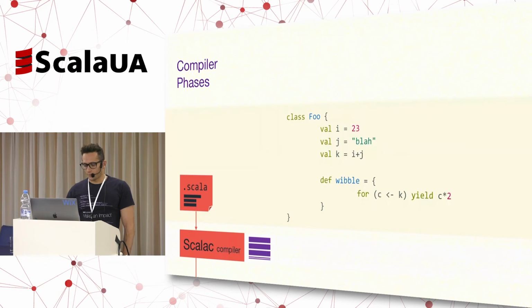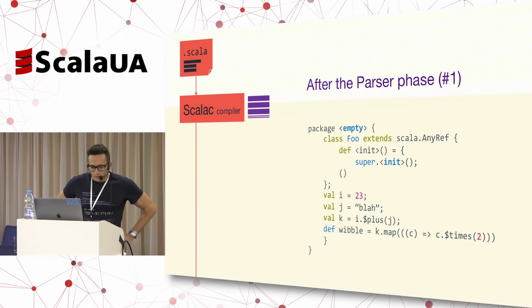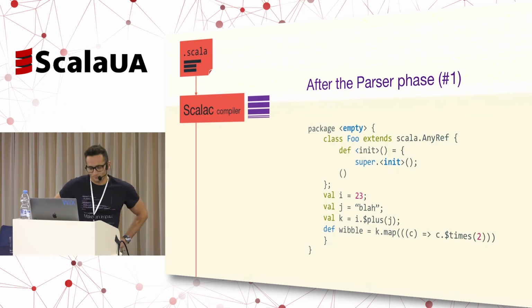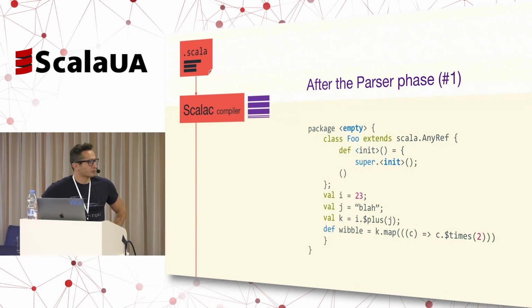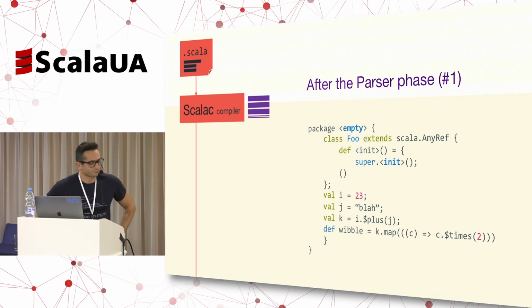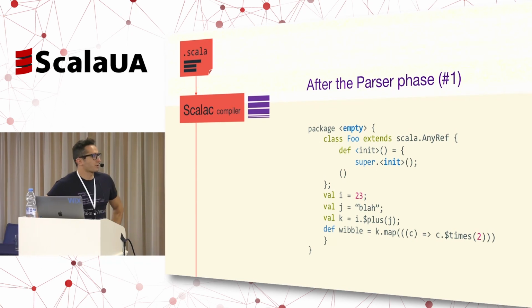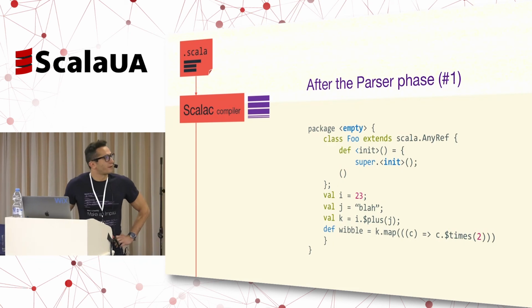After the parser phase, which is the first one, you can see some differences now. You can notice that the class is now inside the package empty, which we did not declare before. You can see a method init that acts like a pseudo constructor has been added. The plus operation assigned to k has been expanded to a method $plus. And the for comprehension of wibble has been expanded to a map call. So this is after phase number 1.